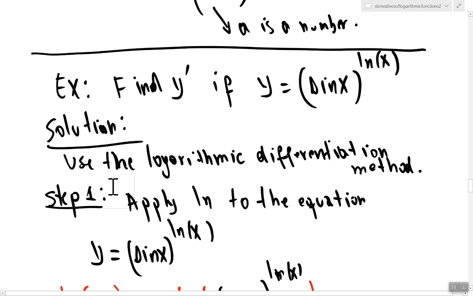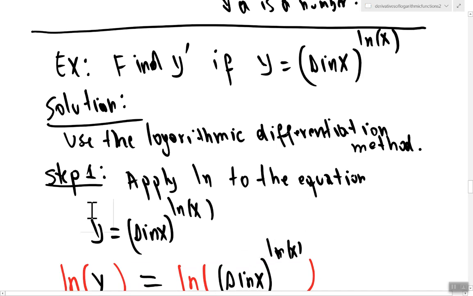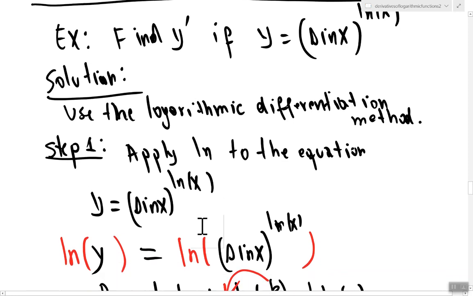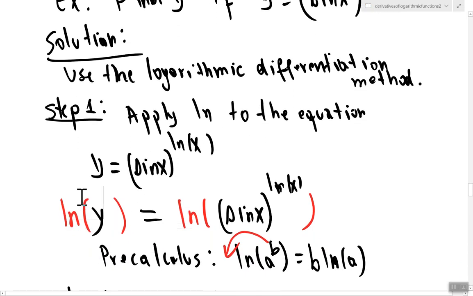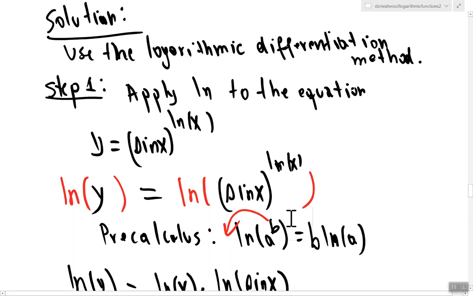So the method that is presented to us is logarithmic differentiation. So how does it work? Well, step one, basically when they give you a function like this to differentiate, you will have to first apply natural log to both sides of the equation. So you take natural log of y equals natural log of the other side, which is natural log of sine of x raised to ln of x.